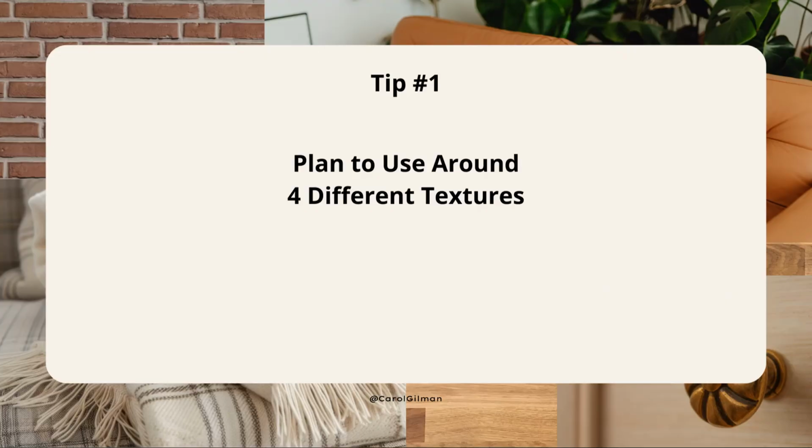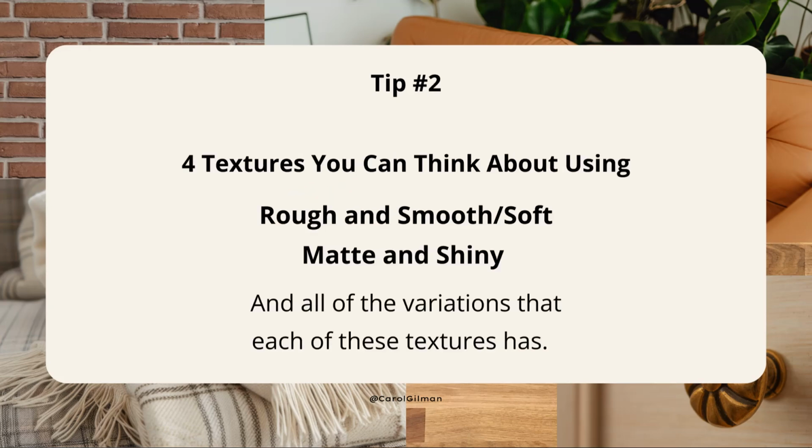So when we want to help create a room that has depth and dimension to it, texture is really important. But how do we do that? When we're thinking about texture, one thing you can keep in mind is to try to have maybe 4 different types of texture in a room. A group of 4 that you can think about using are rough and smooth or soft, and also matte and shiny. And if you'll notice, those are all opposite.